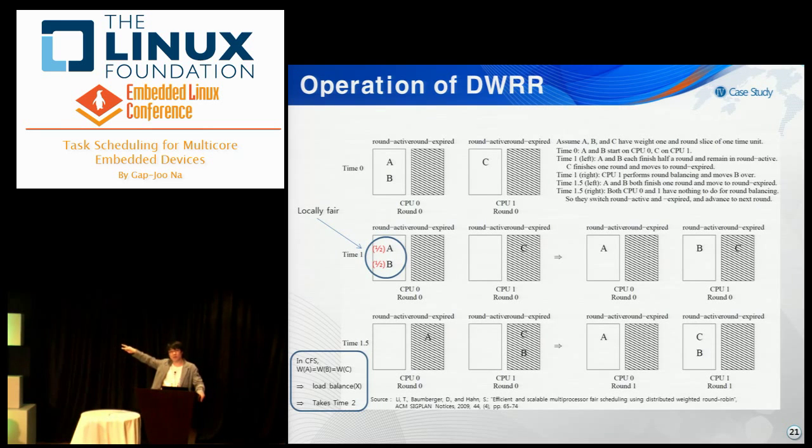The second level figure? Okay, so let's say where the arrows start. You have A and B sharing. C finishes its round, but C is still in the running state, correct? Well, you're saying it just finished a round, and when you're doing load balancing, you say, oh, I can move B onto C's CPU.